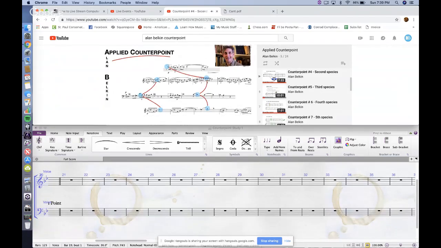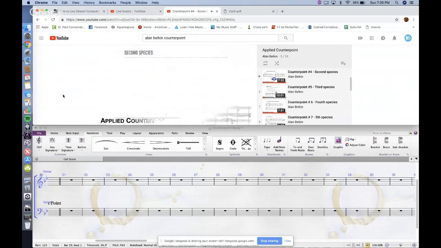By the way, look how cool that music is, man. My computer isn't dying anymore, so I can do this. Now let's move on to second species.